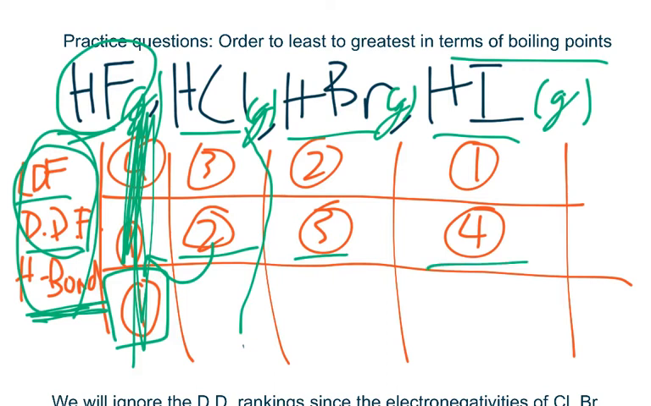Now, what about ranking these three in terms of LDF? Well, we know that the bigger the molecule is, or the more electrons it has, the stronger the LDF. So HI wins, HBr gets second, HCl gets third. Now, the next question we have to ask is, do we consider the dipole-dipole forces or the LDFs as the more important factor? So in order for us to distinguish between which force matters more, we have to think about how close these forces are relative to each other.